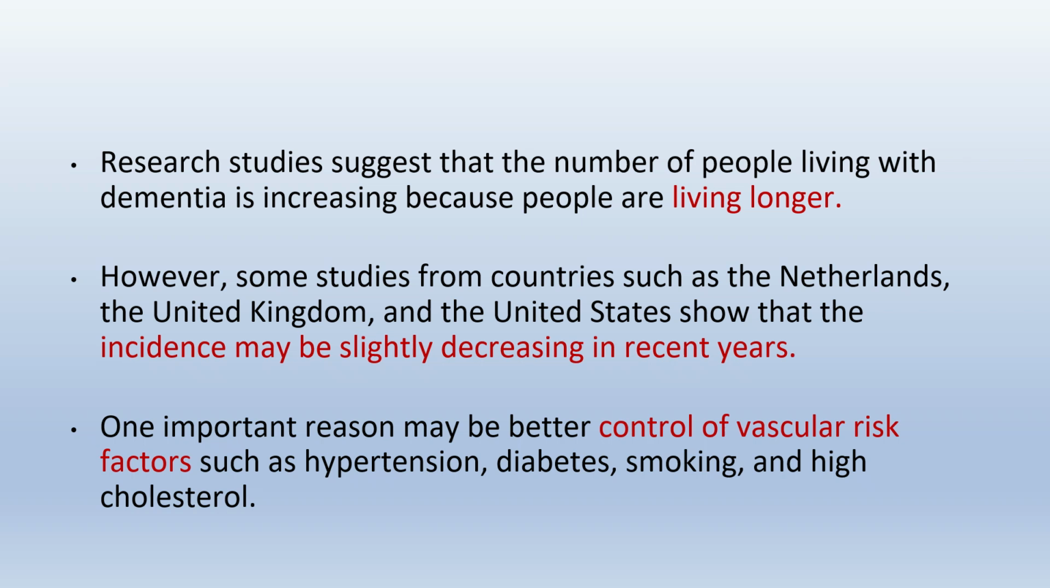Research studies suggest that number of people living with dementia is increasing because people are living much longer. However, some studies from countries such as Netherlands, United Kingdom, and United States show that the incidence may be slightly decreasing in recent years. The important reason may be better control of vascular risk factors like hypertension, diabetes, smoking, high cholesterol.